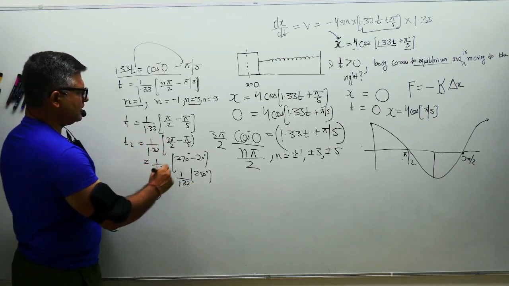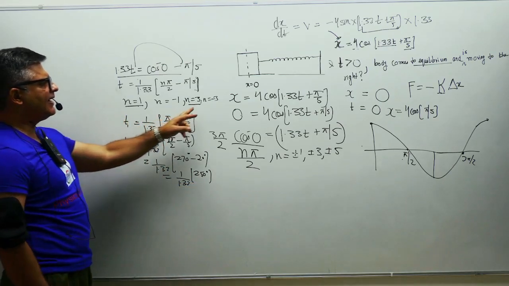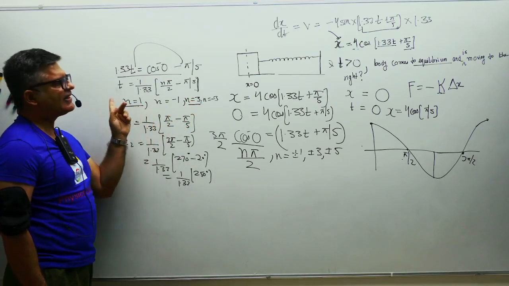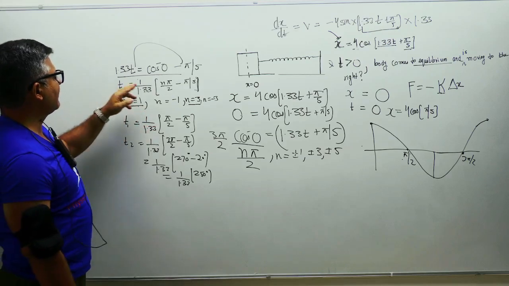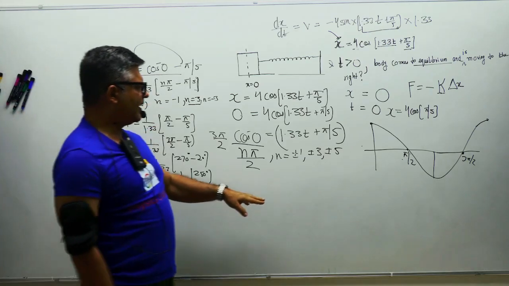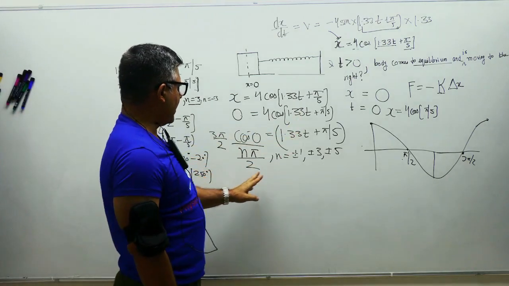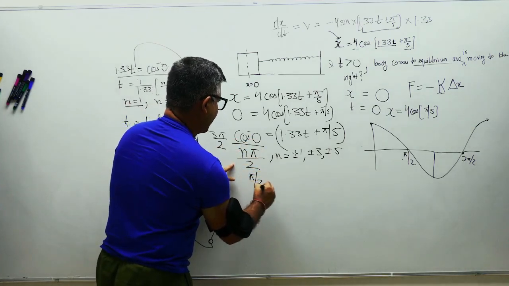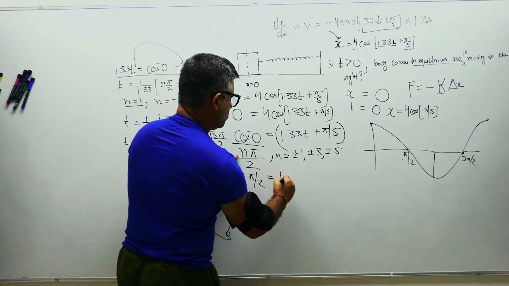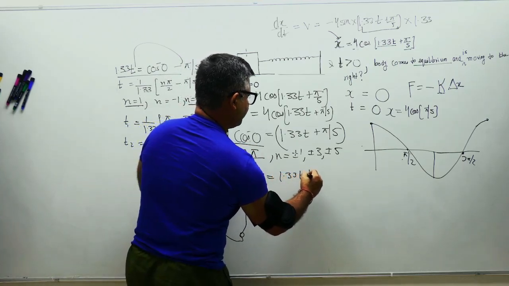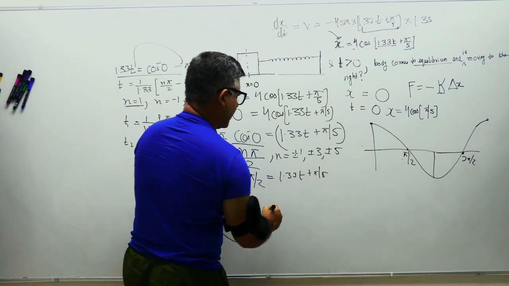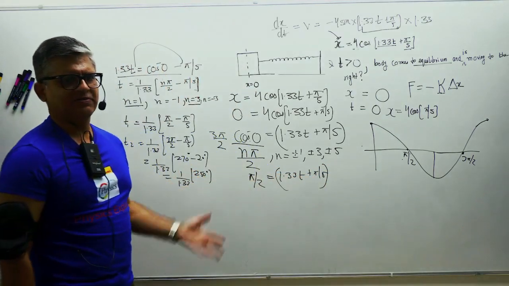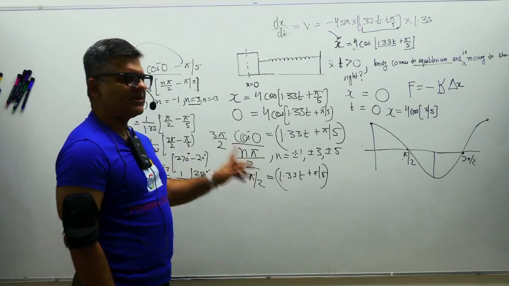So what we do is select n equal to 3 instead of n equal to 1. If I put n equal to 1 here, I will get pi by 2 equal to 1.33t plus pi by 5. So if I see this, in which quadrant is this coming out? The first two quadrants, which is something we don't want.